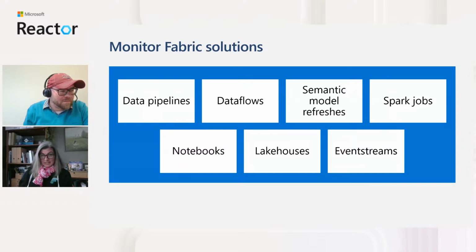Semantic model refreshes as well. You want to see how long that takes. Every time you make a change to the model, it's going to need to be refreshed, so you'll want to monitor that. Spark jobs, notebooks, lakehouses. You'll want to monitor those, as well as event streams, one of Frank's favorites, I'm guessing. Yeah, exactly. These are all areas that you need to monitor.